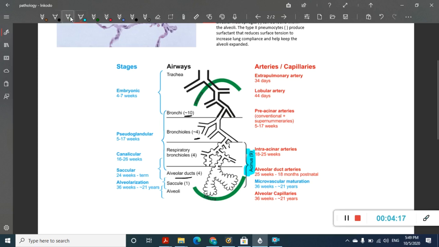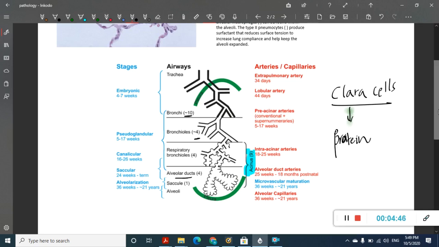Now, the terminal bronchioles which are present here contain some types of cells called Clara cells. What are these Clara cells? These Clara cells secrete a protein that lines the small air passages. It produces a protein that will line the small air passages.